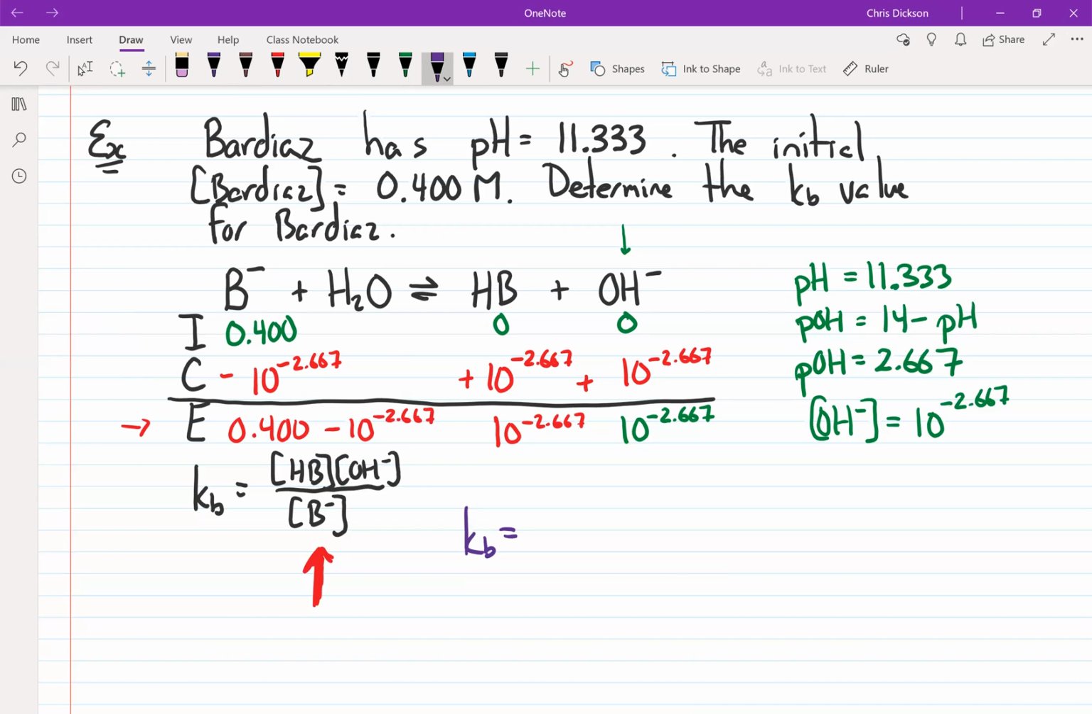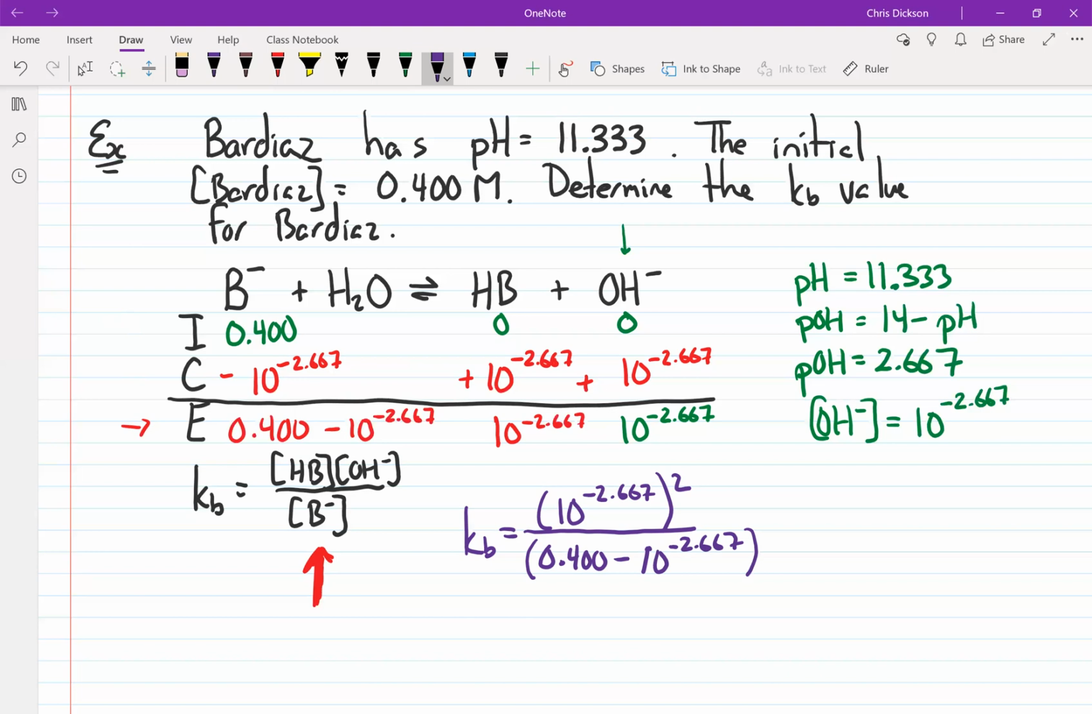So basically the number on top is the same. So I'll say 10 to the negative 2.667 all squared divided by 0.400 minus 10 to the negative 2.667. And I'm going to put this in brackets because my calculator will give me the wrong answer unless I do it that way. So let's work that out and see what our K value is for this.